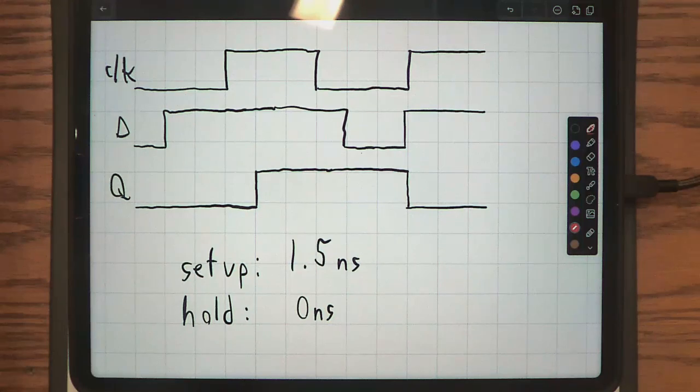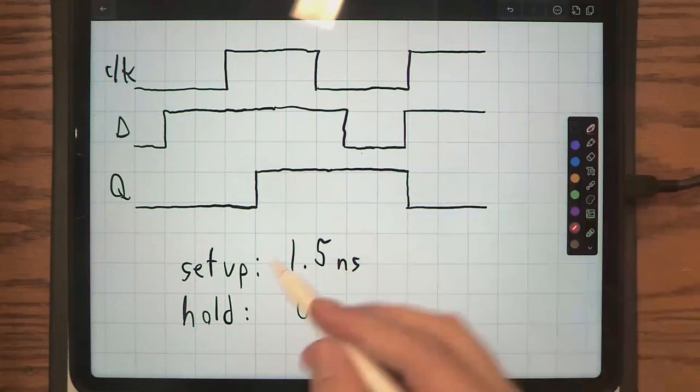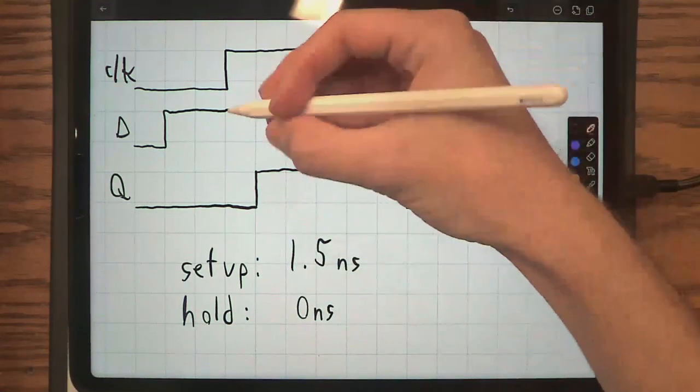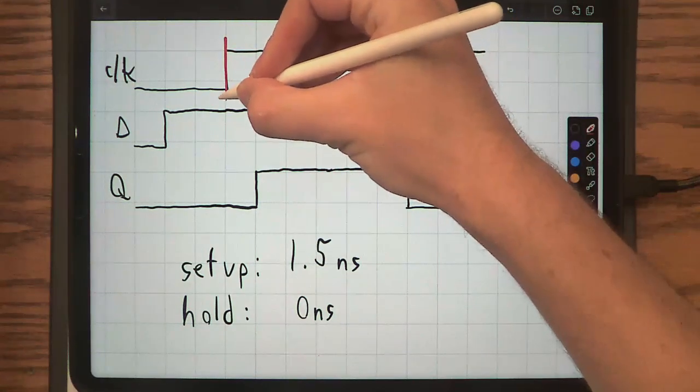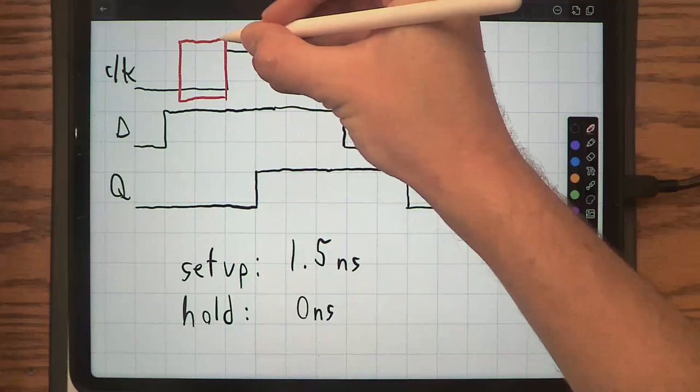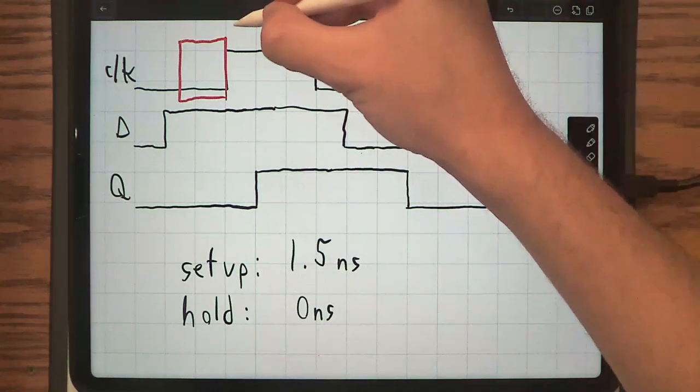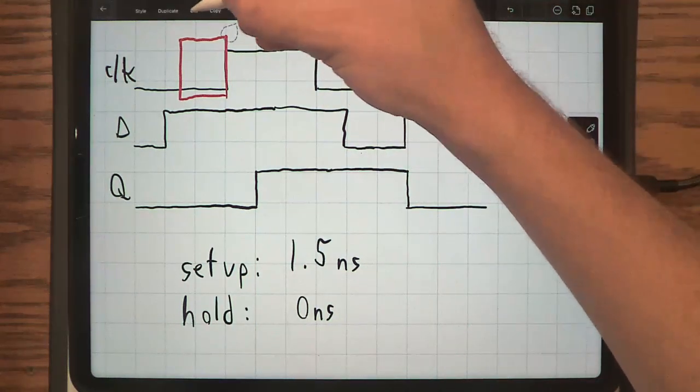Okay, so we have a setup time of 1.5 nanoseconds and a hold time of 0 nanoseconds. So what will the width be of our aperture? We shout it out. 1.5, okay, great. And then it will probably be around this region where our hold time is right here, but our setup time is 1.5 before, so it'll basically be this box right here, and then similar on the other positive edge as well.